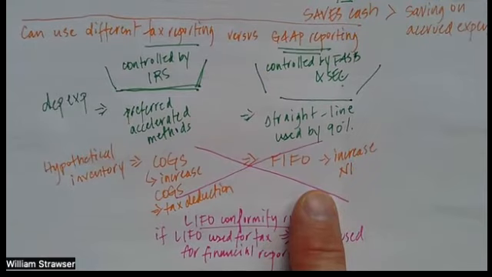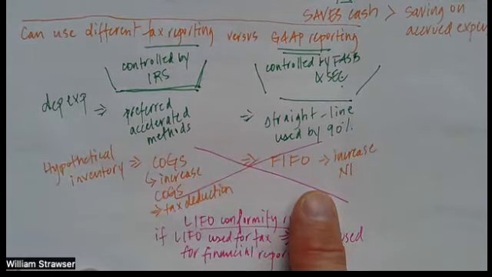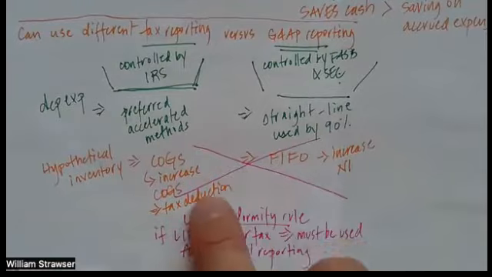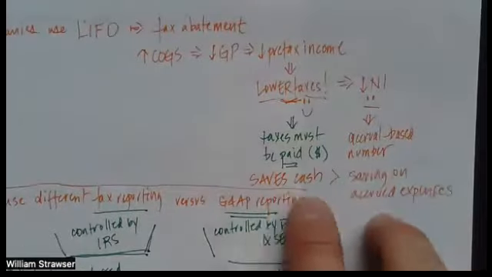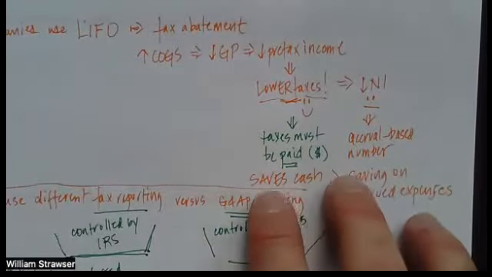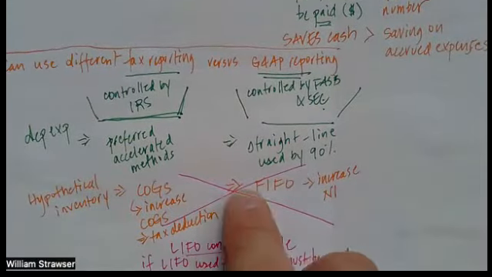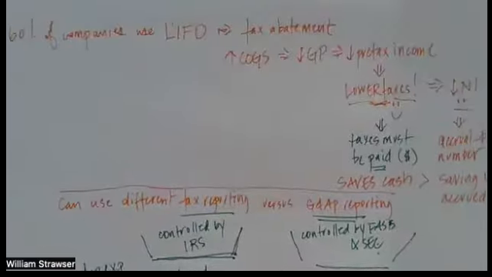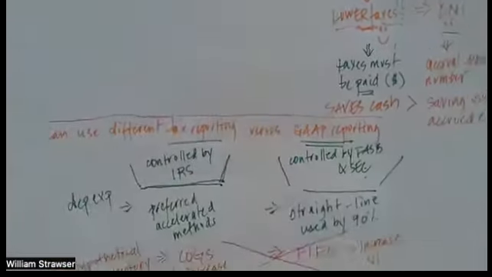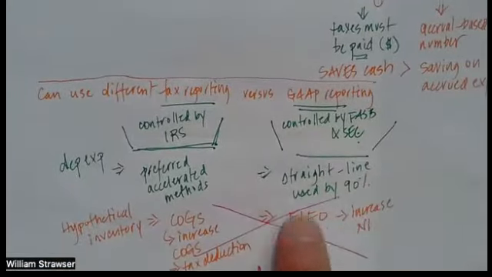And part of that is that, while it's better to save money and report lower taxes, we're controlled. We want to do it in our taxes. We have to do it here. So that's why about 60% of companies report LIFO on their financial statements.